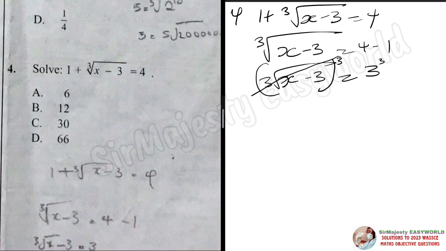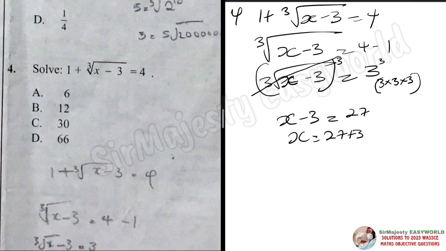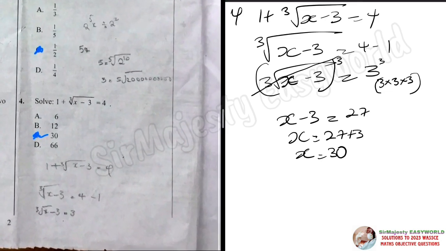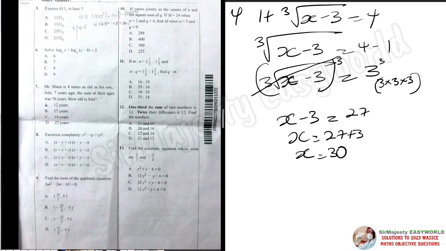So that will be x minus 3 is equal to 3 raised to power 3, which is saying 3 multiplied by itself 3 times. That will give us 27. So x is equal to 27 plus 3. So x is equal to 30. So the correct answer to this question is 30. So I'm going to move on to the next question.